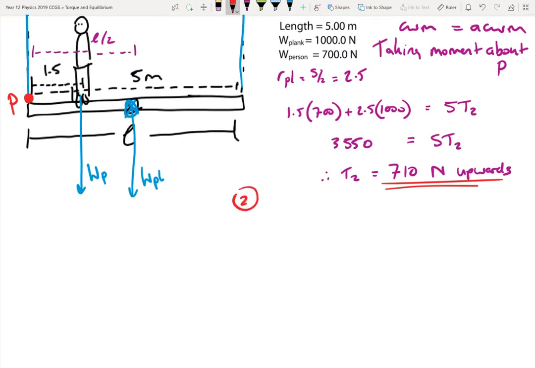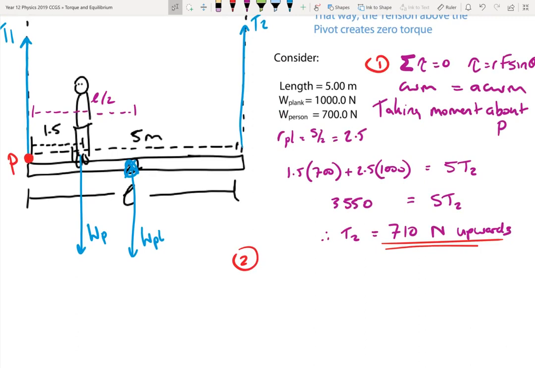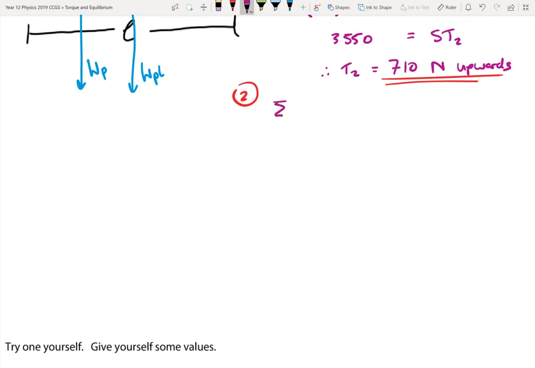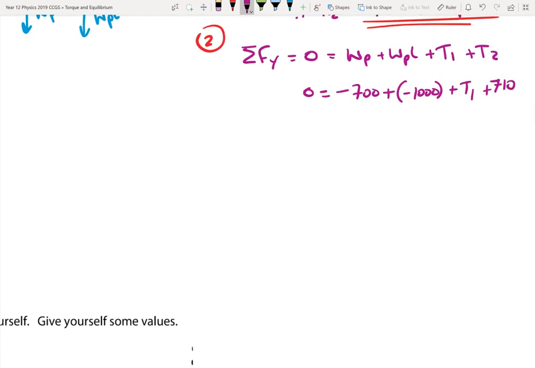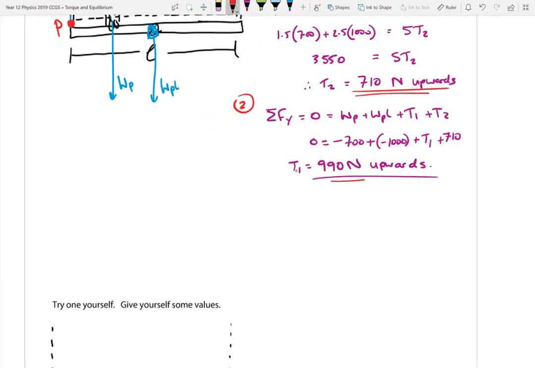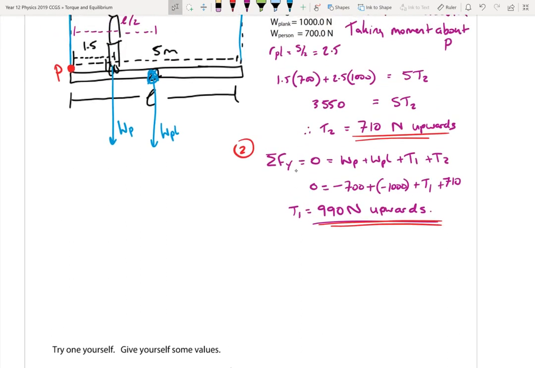Now that we've got our second force, our third force known, we can find the fourth unknown. So now let's set the sum of all forces Y equal to 0, which is weight person plus weight plank plus T1 plus T2 equals 0. Now, again, remember, I'm a rearrange first kind of guy, but let's throw everything in first. 0 equals negative 700 plus negative 1,000 plus T1 plus 710. Do whatever you want, solve whichever way you can. T1 equals 990 newtons upwards. So those are our two answers. And you could check, the total downward forces are 1700, and yes, the total upwards forces are 1700. The sum of all forces in the vertical are equal to 0.